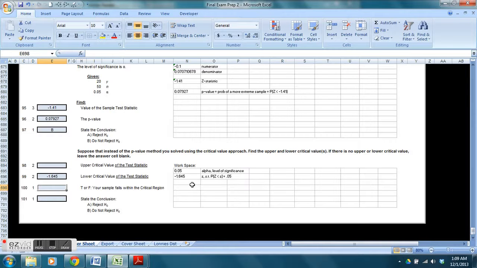And true or false, your sample falls within the critical region. Our sample is negative 1.41. That is greater than negative 1.645, so that is false. And our conclusion is B. We do not reject the null hypothesis.